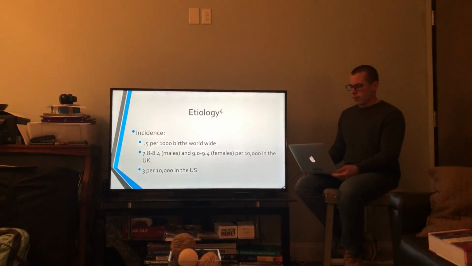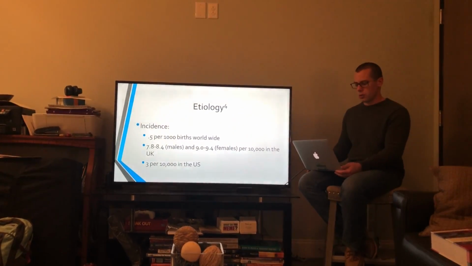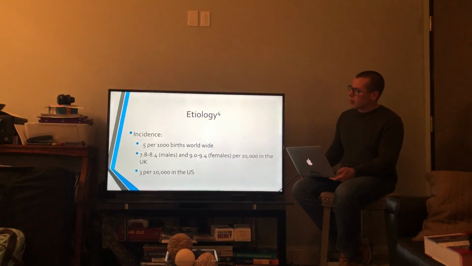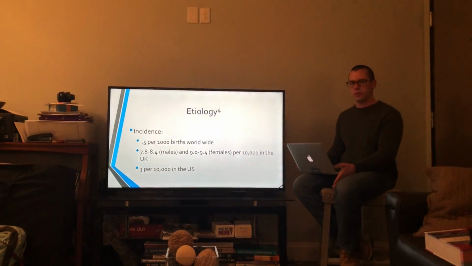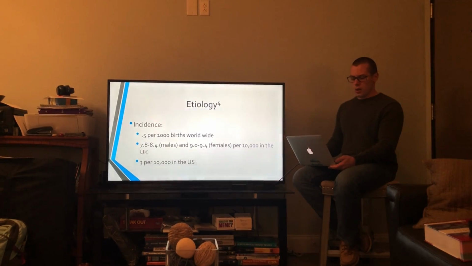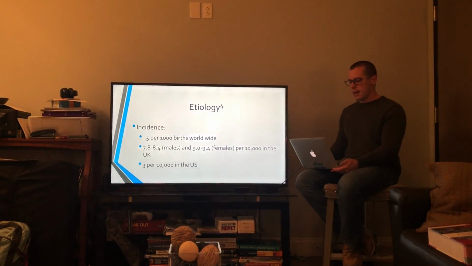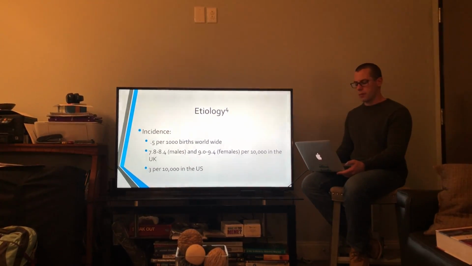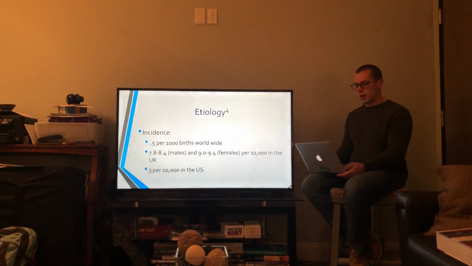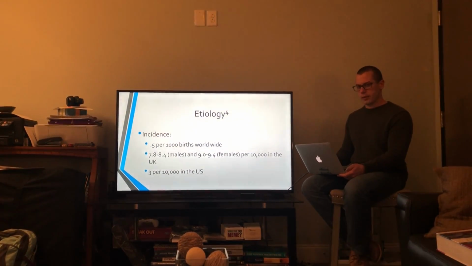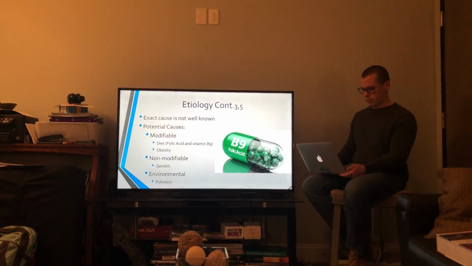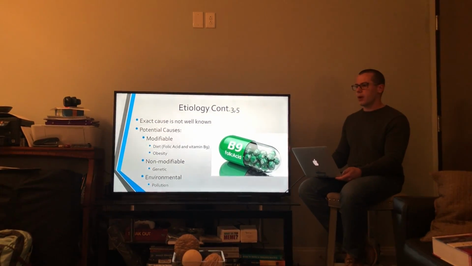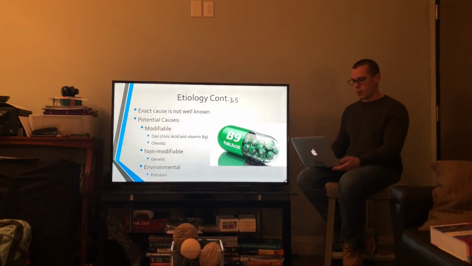So the etiology of spina bifida really varies based on what source you're looking at. This source said 0.5 per 1,000 births worldwide, which varies a little bit from the CDC. In the UK, it's about 7.8 to 8.4 for males per 10,000 and 9 to 9.4 for females per 10,000, and around 3 per 10,000 in the US. So the exact cause is not really well known because of all of the different factors that play a part.